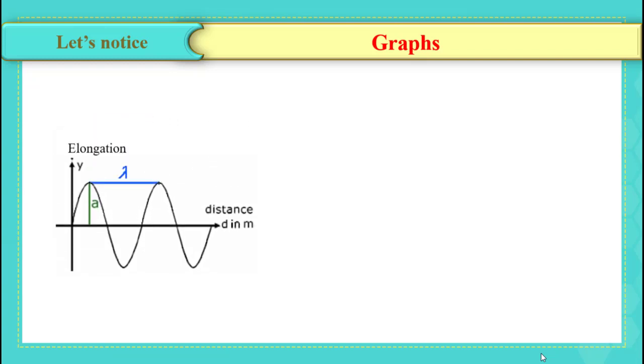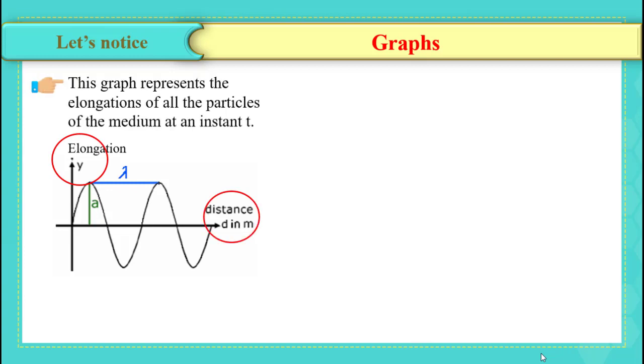When we represent a wave by a graph, we usually represent it in two different forms. In the first form, the graph shows us the variation of the elongation of the particles of the medium as a function of the distance traveled by the wave. Such graphs represent the elongations of all the particles of the medium at an instant t, and from this graph we can indicate the value of the amplitude and the wavelength of the wave.